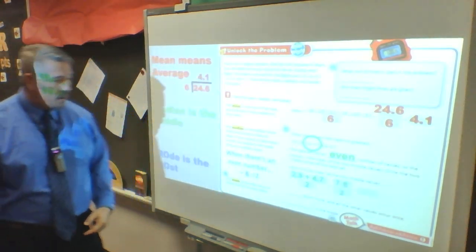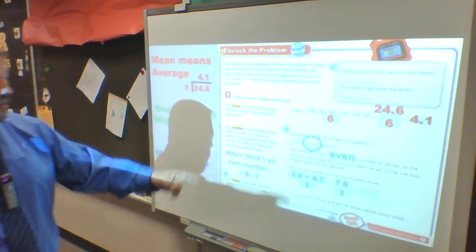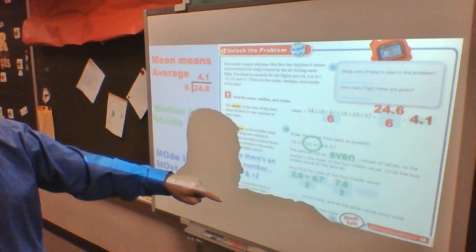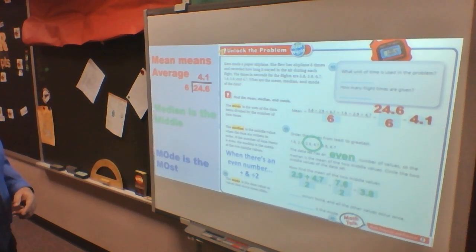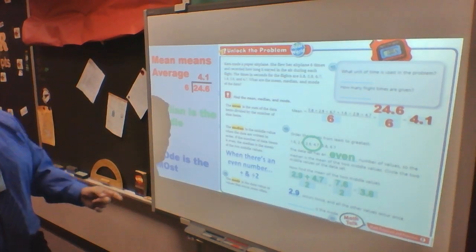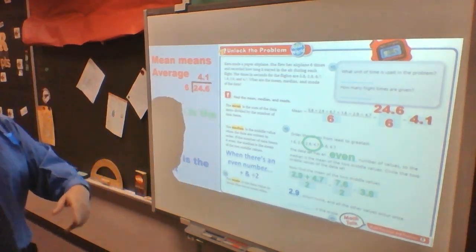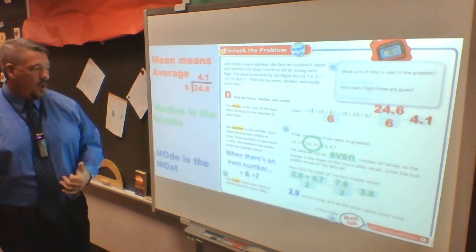Those two added together give me 7.6, or 7 and 6/10. So 7 and 6/10 divided by 2 is what? That's when I then show my work. 7.6, or 7 and 6/10, divided by 2 is going to give me 3.8. 3.8 is going to be my median of my number set.